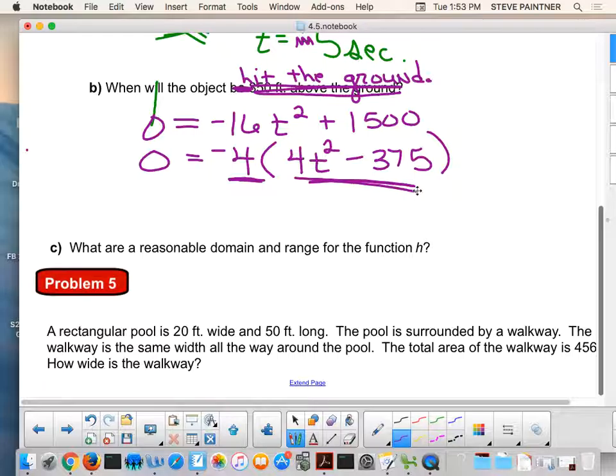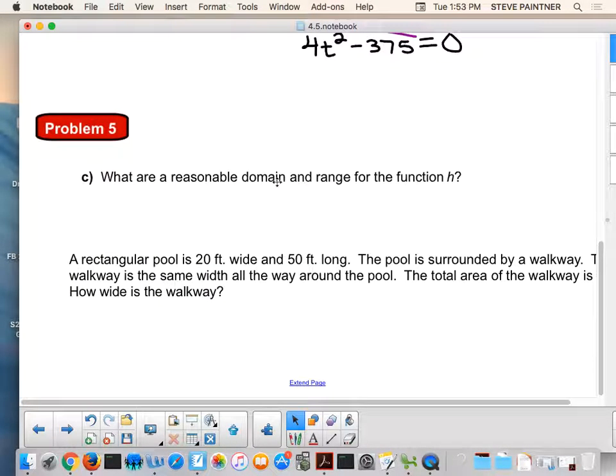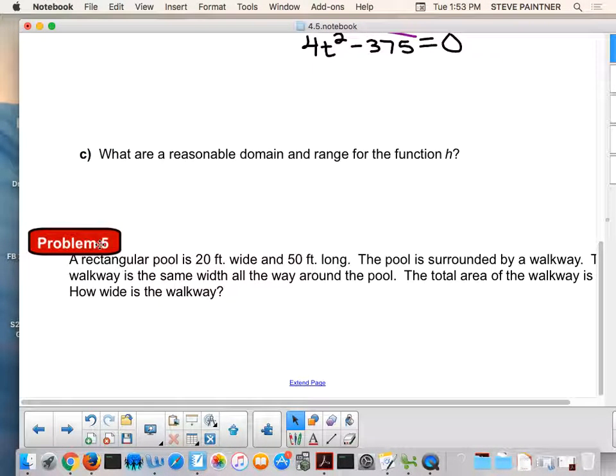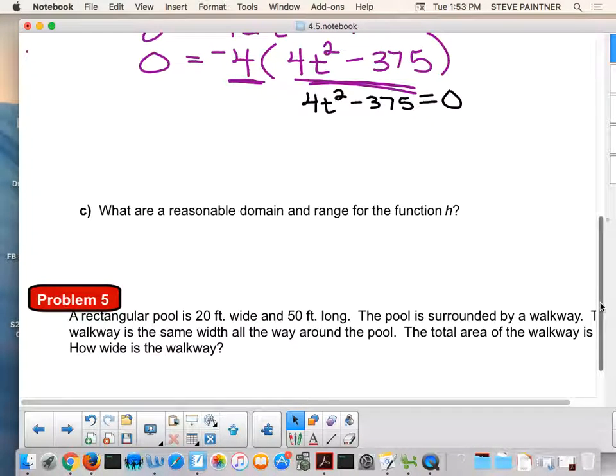Well, so here's the deal. Now you gotta go back to 9th grade, because I haven't told you this yet. When will this be 0? You need to solve it. This is what I keep telling you. If you want to know when it's 0, solve it. Okay, so how do you solve that equation? Solve for t.